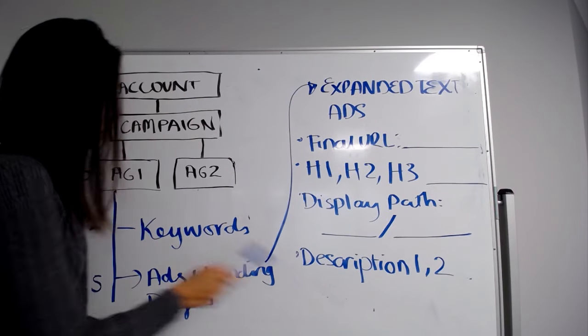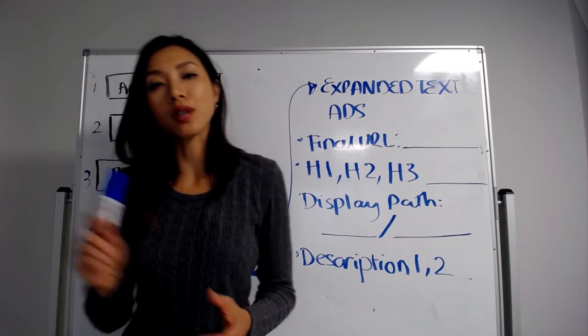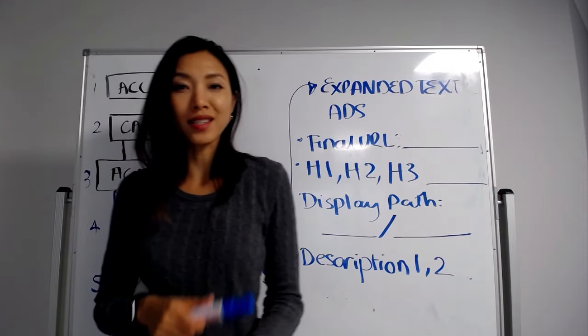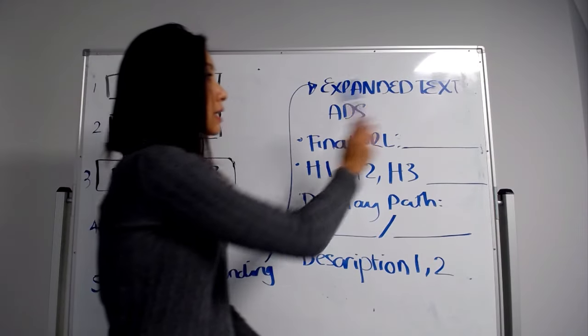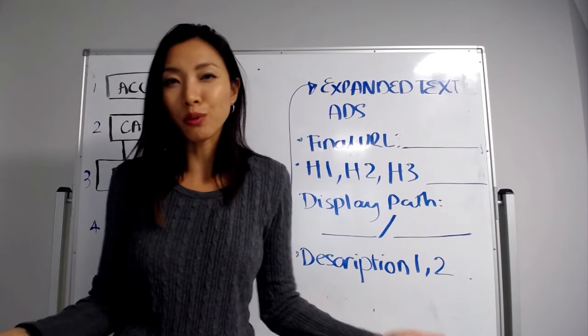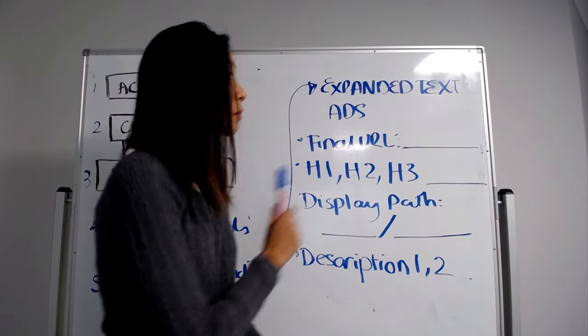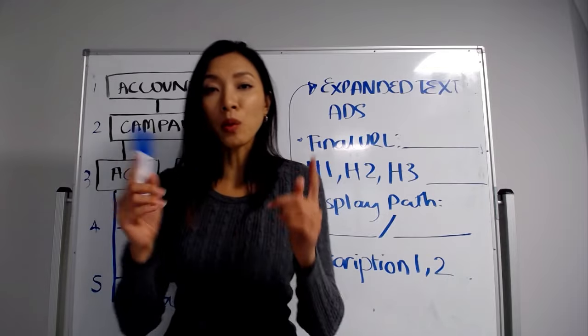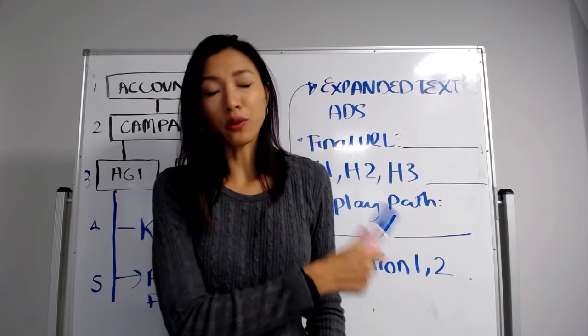The last step is creating your ads. There are 2 types of ads, expanded text ads as well as responsive search ads. We're going to focus on expanded text ads because that's all you really need to get started with Google Ads. Here's the anatomy of an expanded text ad, and I want you to start brainstorming what type of ad copy you'd write as we go through this.